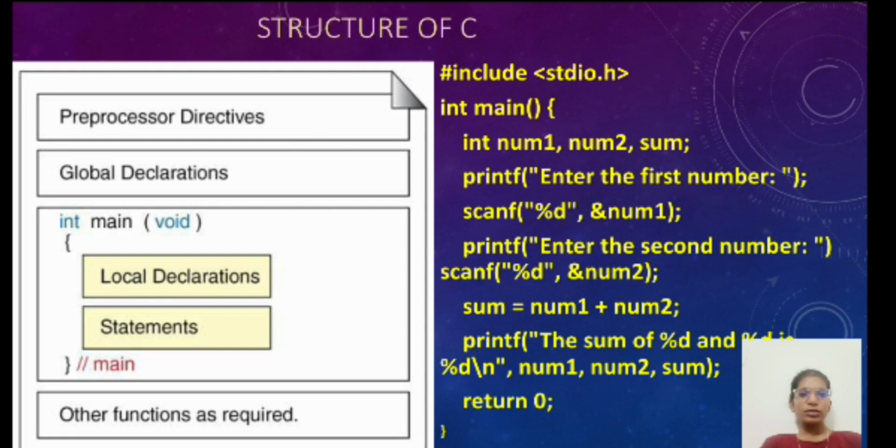Next one is local declarations. Local declarations means the variables that are declared inside the main function. These types of variables we call local declarations. In the example program, int num1, num2, sum are the local declarations. Num1, num2, sum are the variables and int is the data type. Next one is statements. In the example program printf, scanf, these are all the statements.